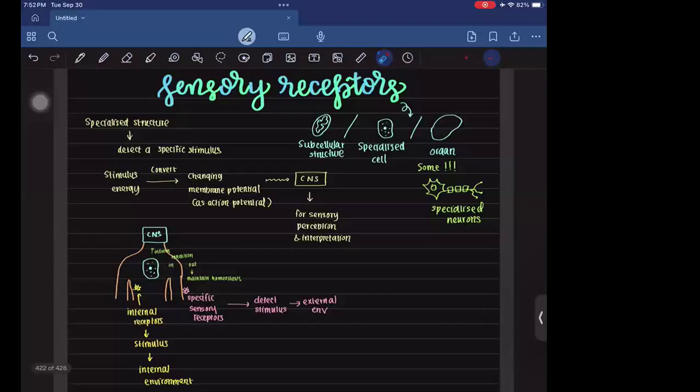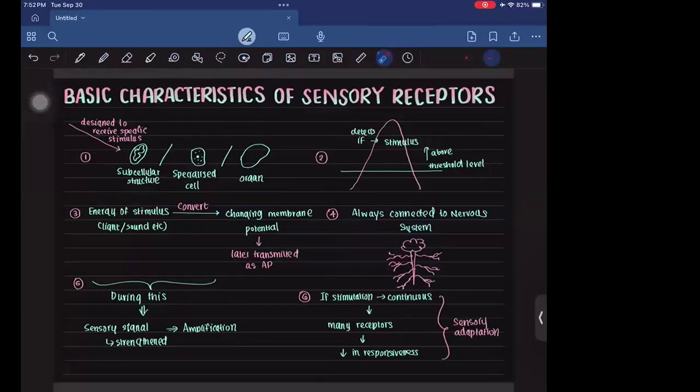Continue. So now we are going to learn about the basic characteristics of sensory receptors.